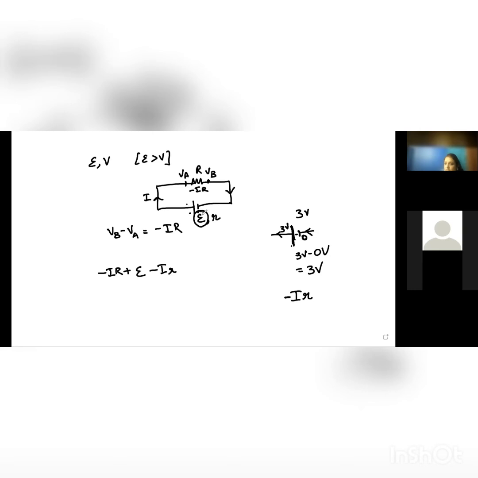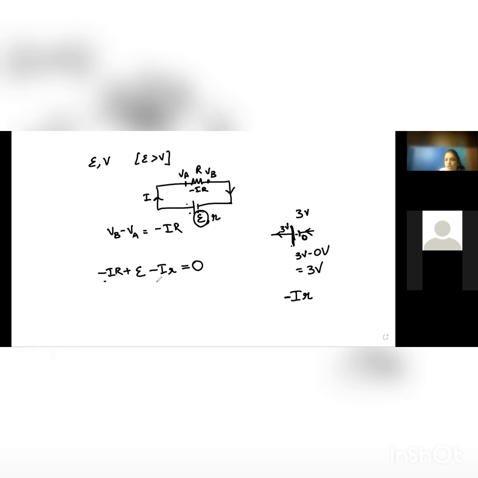So totally there are 3 potential drops, and this is equal to 0. There's a law, okay, which we are going to study after this, but I'm using that law to explain that. What is the law? It is Kirchhoff's loop rule. It says that the sum of the potential differences in a closed circuit is equal to 0. Okay, in the closed circuit.